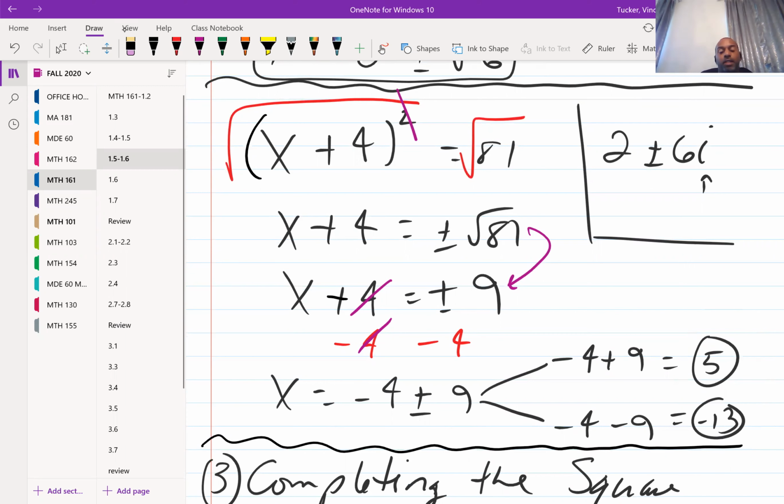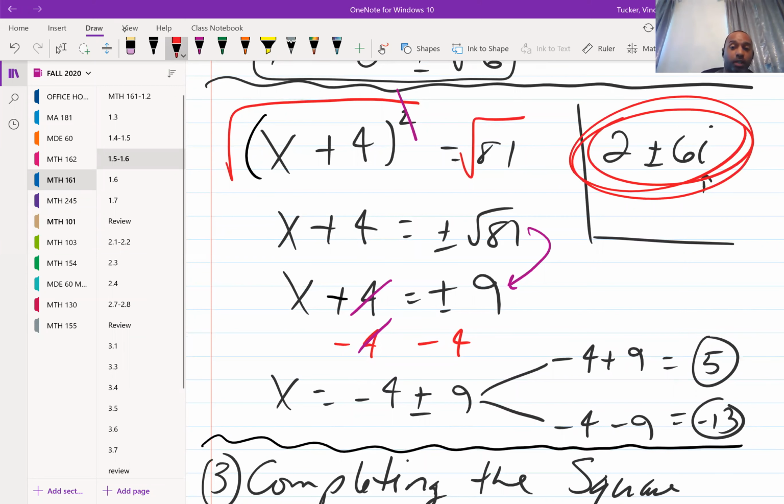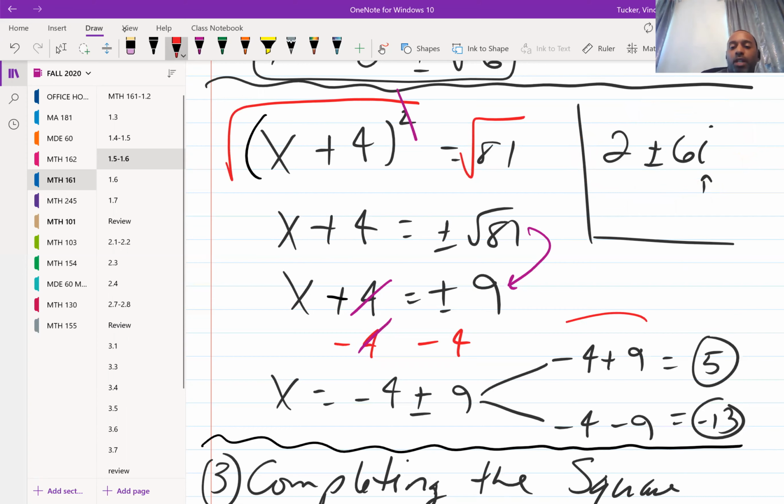So if you have nothing stopping you from adding the numbers together or subtracting numbers from each other, you are expected to do so. So make sure you watch that. So up here is another example of when you could not go any further because you have a real part and imaginary part, can't combine those. So you would just do 2 plus or minus 6i. But once again, if you have regular numbers, you are expected to go ahead and add them and subtract them from each other.